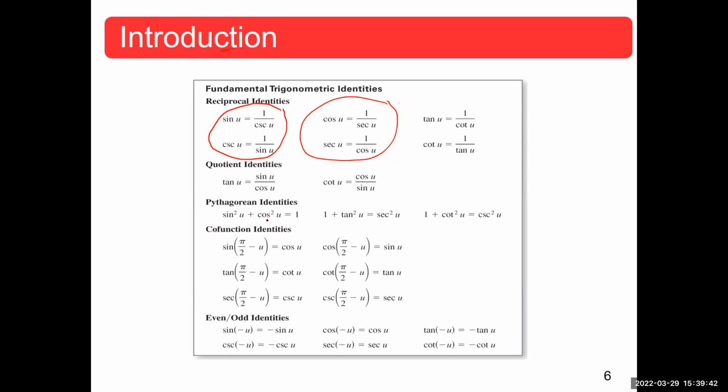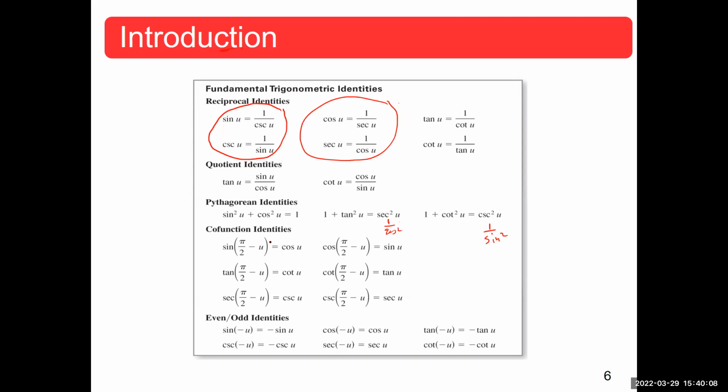The other ones are all from chapter 4. Sine squared plus cosine squared equals 1. 1 plus tangent squared equals secant squared, or 1 over cosine squared. 1 plus cotangent squared equals cosecant squared, or 1 over sine squared. Okay, this is from chapter 4.